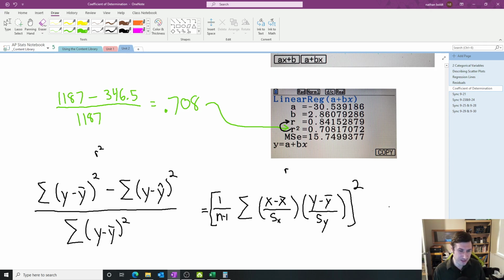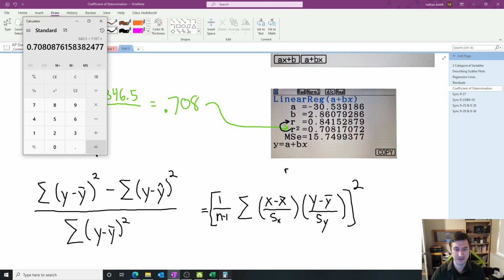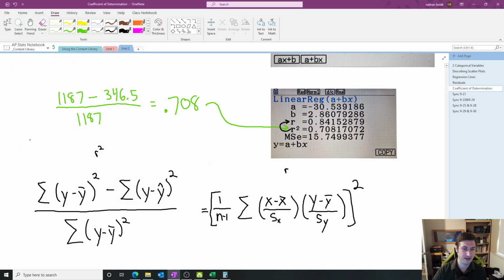Why are those two equations the same? I will definitely give you some extra credit if you can ever tell me how and why those two equations are somehow the same. We calculate r completely differently than we calculate r squared, but one number is just the square of the other. If we do r, which is 0.8415, and we square that, we get 0.708. I have no idea algebraically why those two very different calculations are so closely related. I think it's really cool.